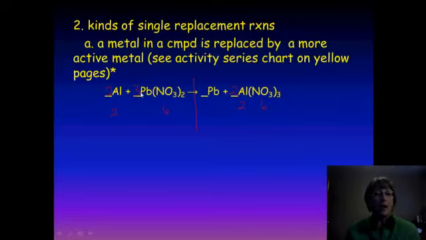Check the lead. I have 3 leads over here. And how many leads do I have over here? Oh, only 1. So change this to a 3. So now I have 3 leads. So 3 leads, 3 leads. 6 nitrates, 6 nitrates. 2 aluminums, 2 aluminums. Yay!